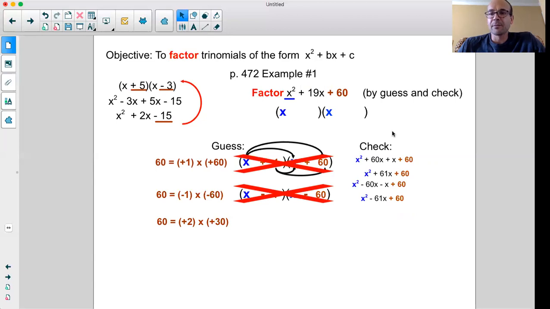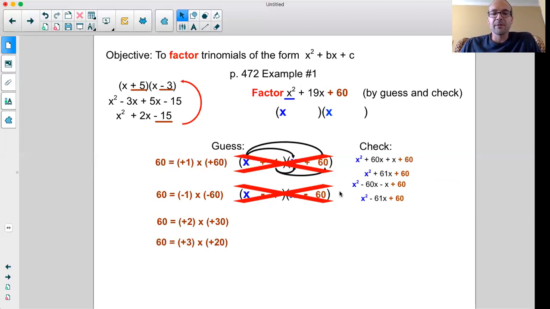But let's not go through this whole process of guessing a whole FOIL problem, checking a whole FOIL problem, because really what it's hinging on is whether our x terms, our 60x and our x, or our negative 60x and our x, whether they're going to work. So the 30x and the 2x that we were about to make, if we did check it, that's not going to make 19x. So these two guys not adding to 19 is telling me ahead of time that my middle terms are going to fail, just like the first two guesses.